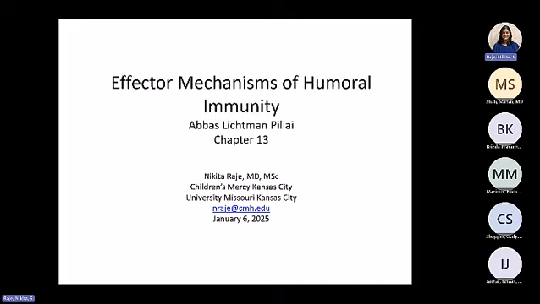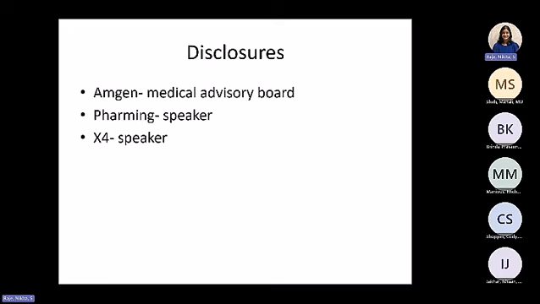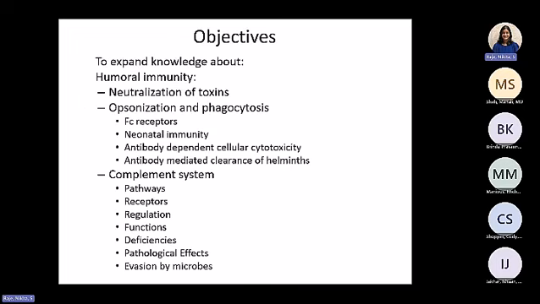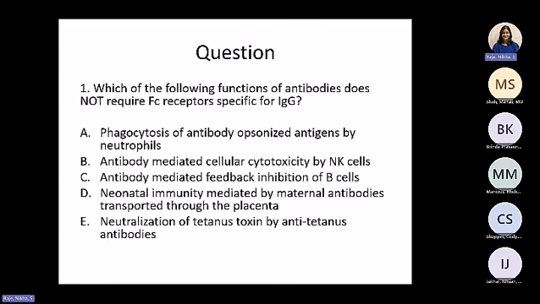We'll be talking about effector mechanisms of humoral immunity, Chapter 13 from Abbas. All right, my disclosures haven't changed. Objectives for this chapter: now that we talked about activation of B cells, we'll talk about how humoral immunity comes into play. It uses neutralization of toxins, opsonization, and phagocytosis, and then the complement system helps in that humoral response.